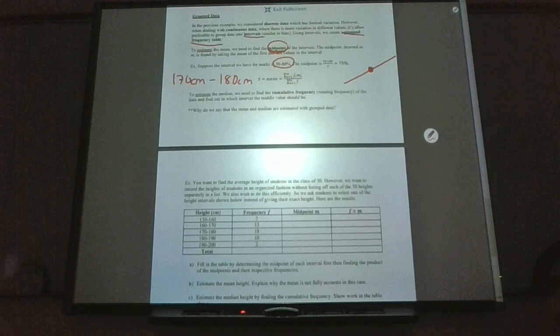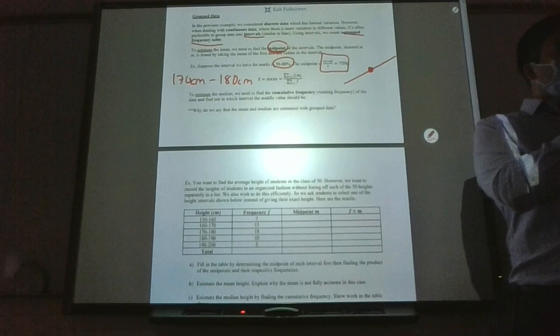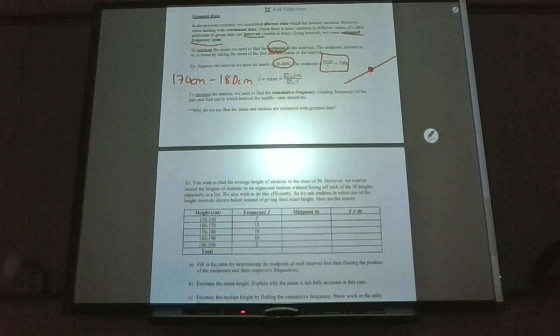So we assume a lot of things when we group data. We just assume that all the values in the interval take on the midpoint value. That's why when we talk about finding mean and median, we always say we're estimating mean and median, because we don't actually know the exact value. We're just taking an estimation based on what we have.